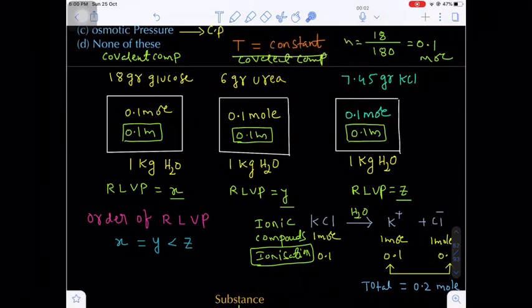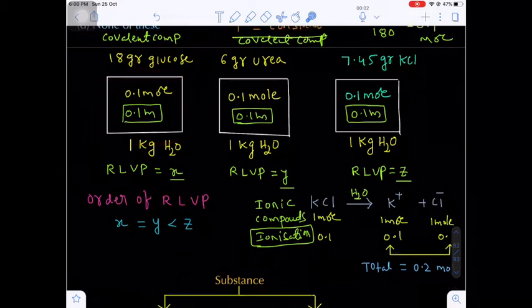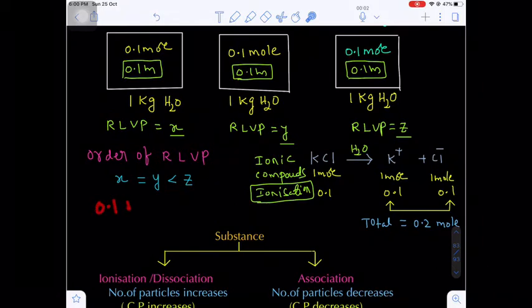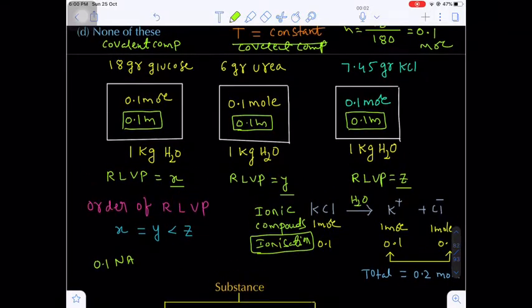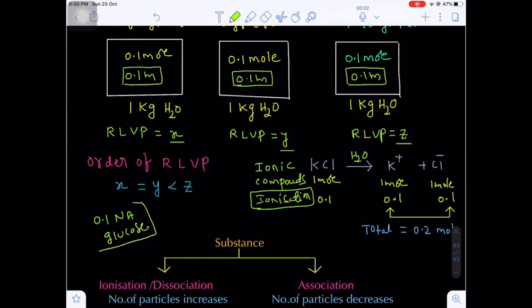That means in the 18 grams of glucose, that means 0.1 moles of glucose. So how many molecules of glucose do you have? That will be 0.1 into Avogadro number of glucose molecules. Are you getting my point? That means here 0.1 into Avogadro number of which molecules? That will be the glucose molecules present in the first container. Yes or no? Glucose molecules.